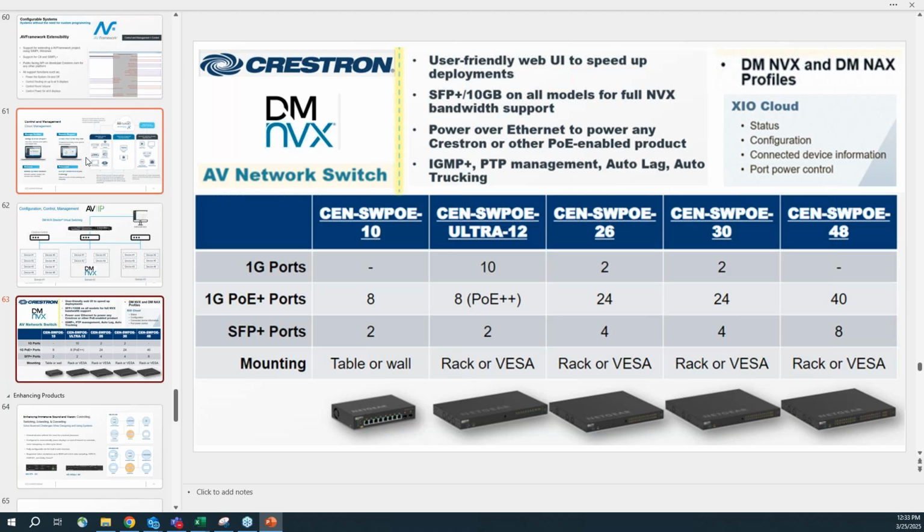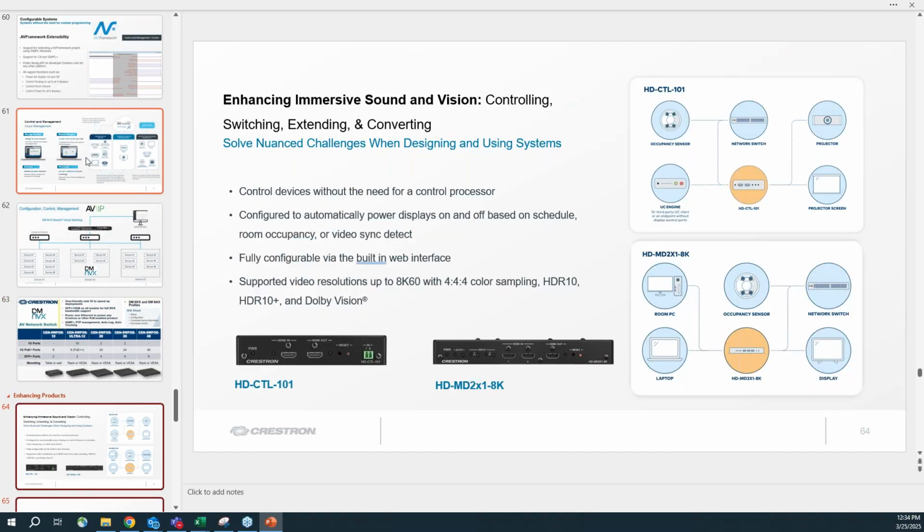One of the newer additions to the NVX product line is our relationship with Netgear and their network switches. These particular network switches have the NVX profile loaded on them. And what it does is speed up the implementation, troubleshooting, everything else, because it's a vetted item that Crestron offers. So it can be troubleshot with us if needed, but generally it helps streamline the deployment of our NVX systems greatly.